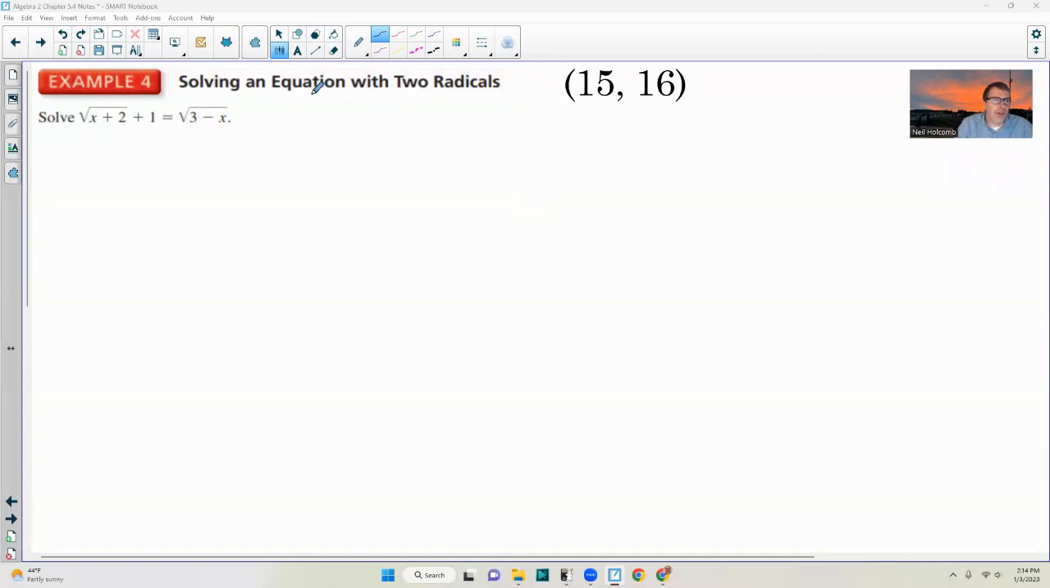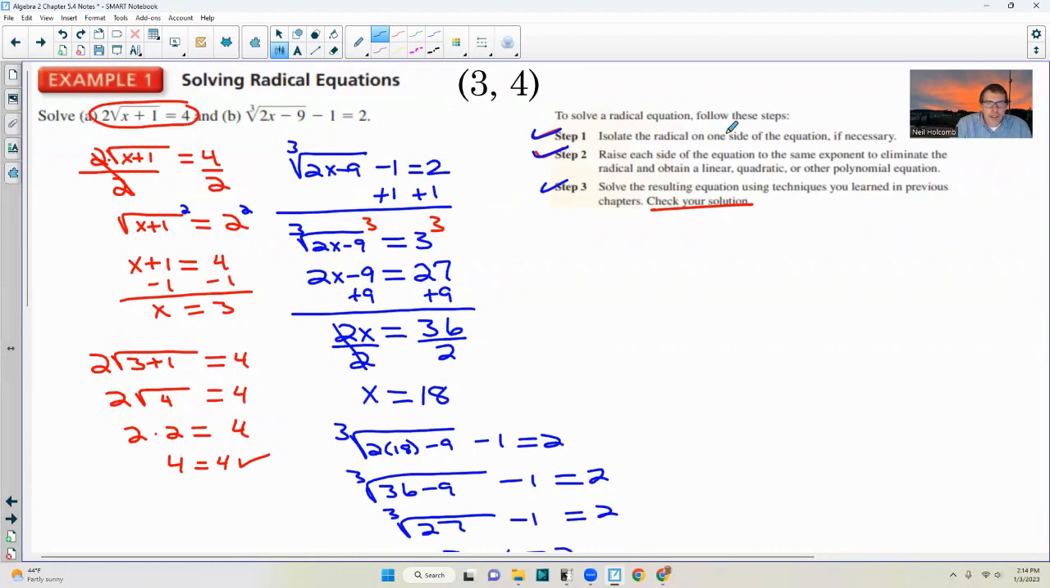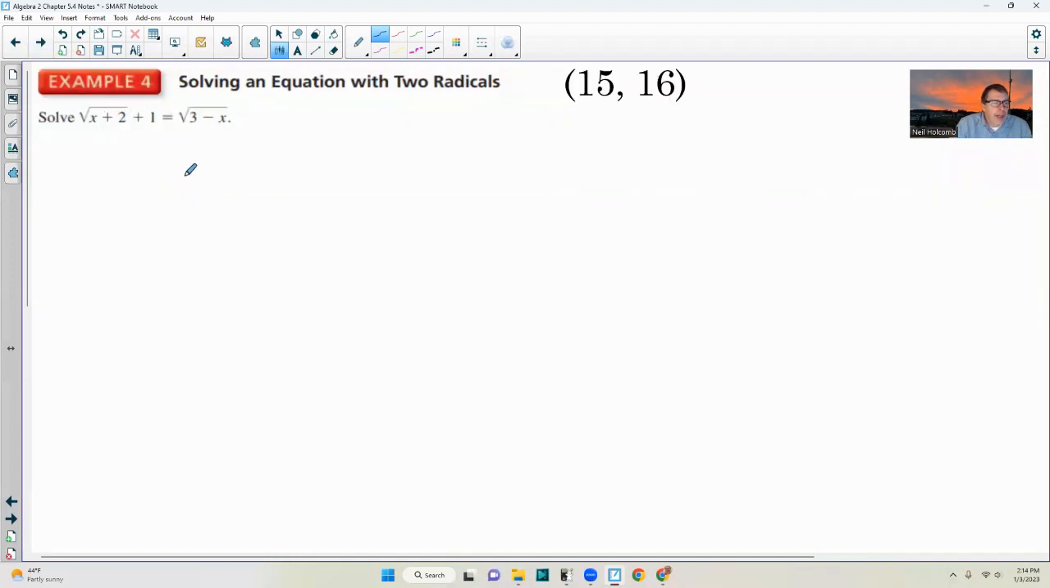Okay, example 4 is solving an equation with 2 radicals. All right, so we're just adding a little bit to what we've already done. First thing I want to say is if you try to do step 1, let me go back to here. Step 1 is isolate the radical to one side of the equation if necessary, if possible, actually. Because here it's not.